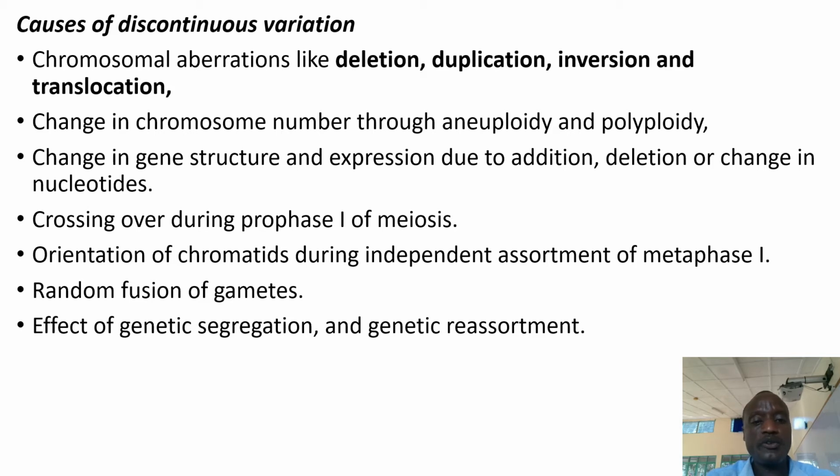Crossing over during prophase 1 of meiosis. Orientation of chromatids during independent assortment in metaphase 1. You have even had that one in continuous variation. Random fertilization of gametes, random fusion of gametes, and the effect of genetic segregation and genetic reassortment. So all these are the major causes of discontinuous variation within a population.